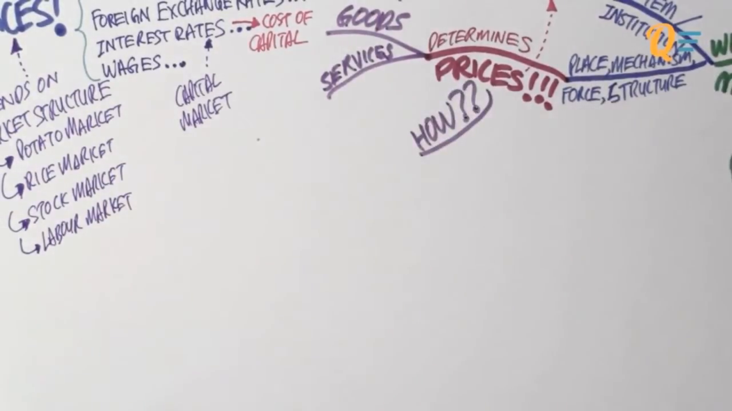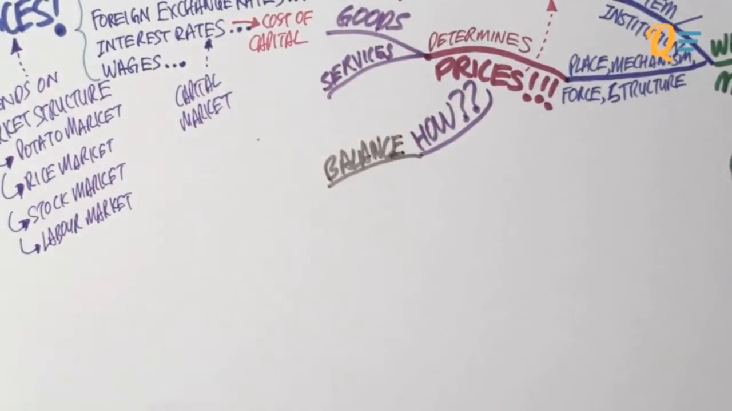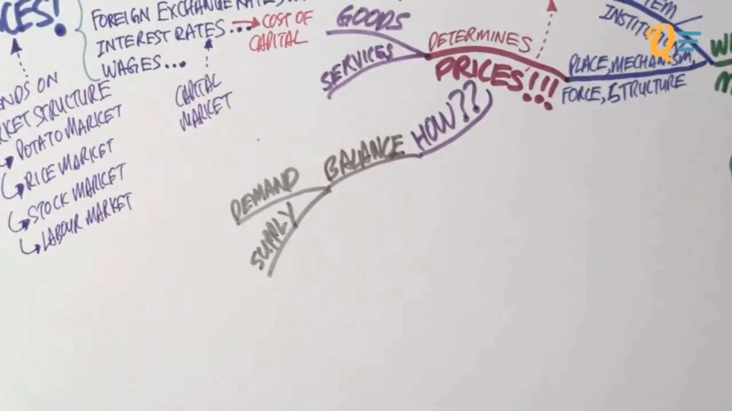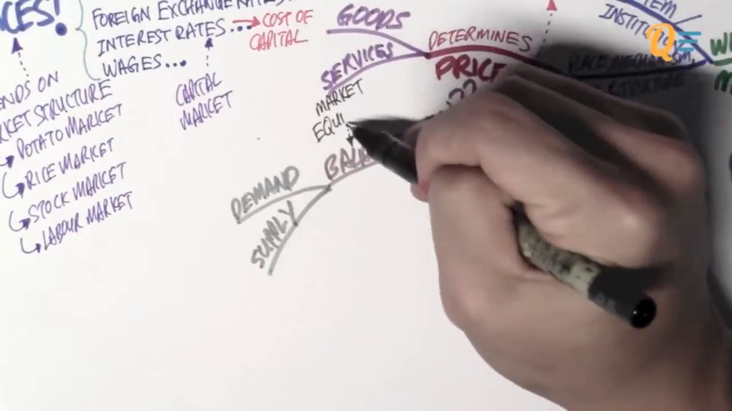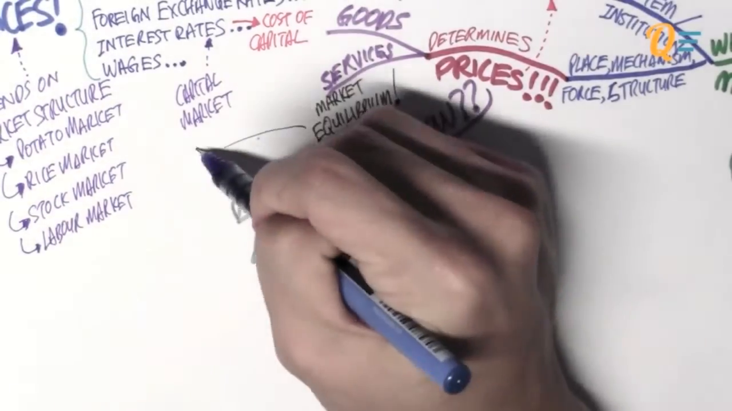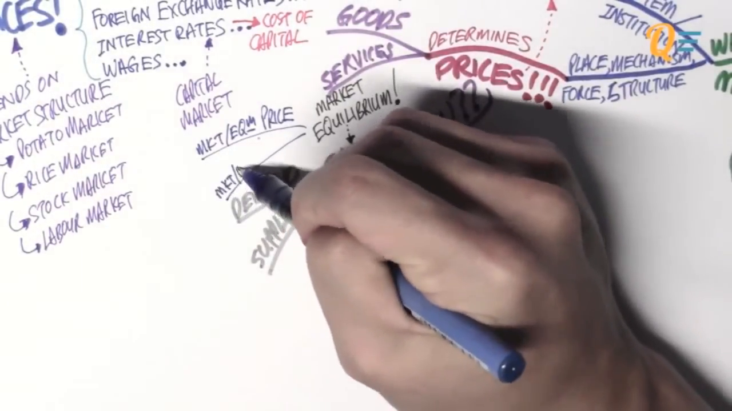So how are these prices determined by the market? Well, it's simple. It is determined by a balance. A balance of what? A balance of demand and supply. Once demand and supply has been balanced, we say that we have reached market equilibrium. When the market is in equilibrium, you're going to get two things. The first thing you're going to get is the market or equilibrium price of the good. So that is where you have the prices determined.